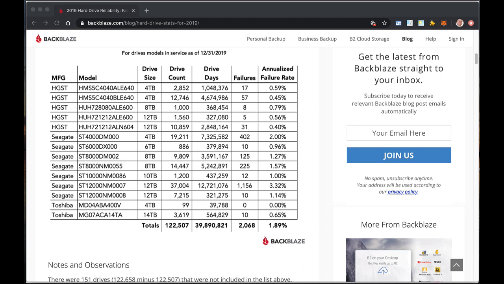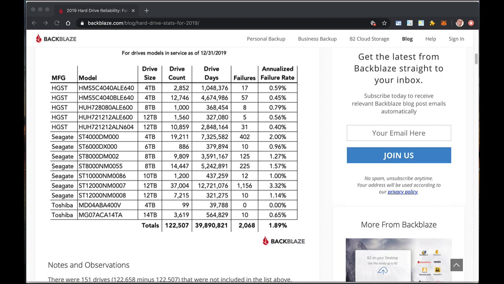they don't have enough drives to make it very useful, like the drive count is really low for the Toshiba 4 terabyte drives. They only have 99 of them. But for some of those drives, especially look down that table and you see the 12 terabyte Seagate drives with that model number have a 3.32% failure rate, as opposed to other drives that they have thousands of, like the Toshiba one that's 14 terabytes that has a 0.65.